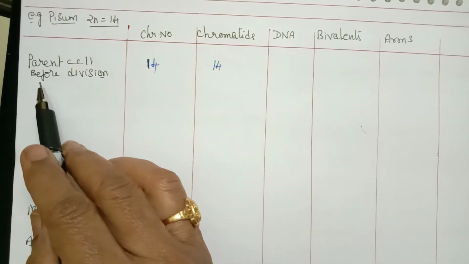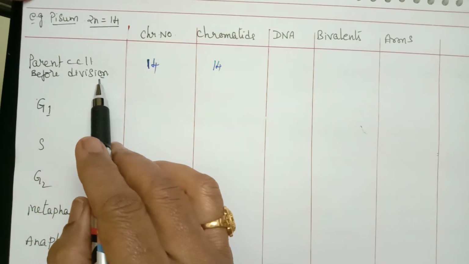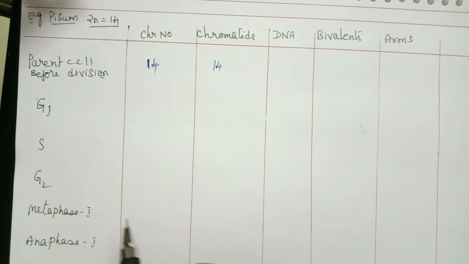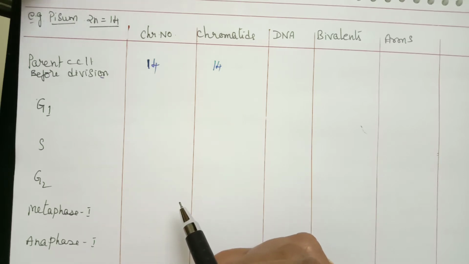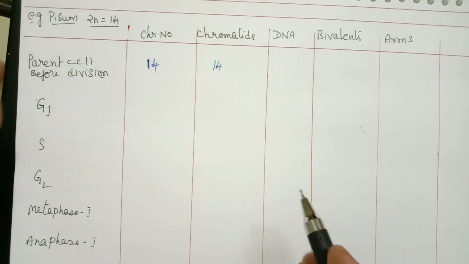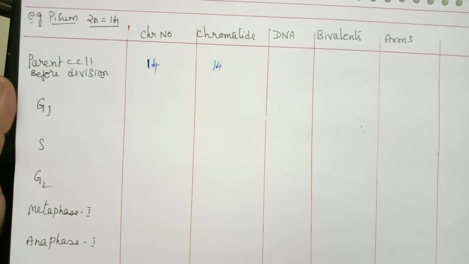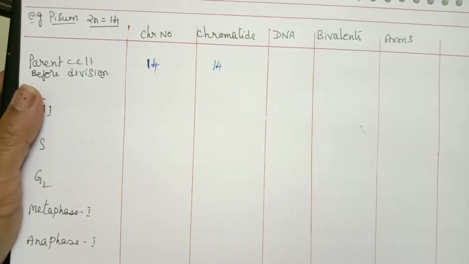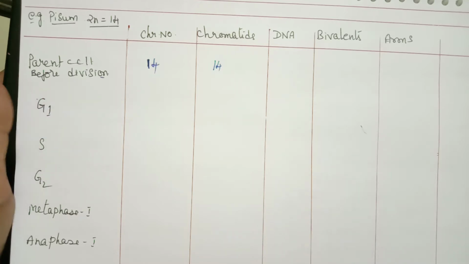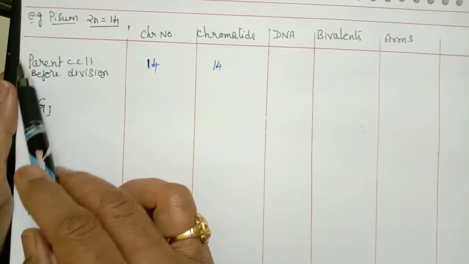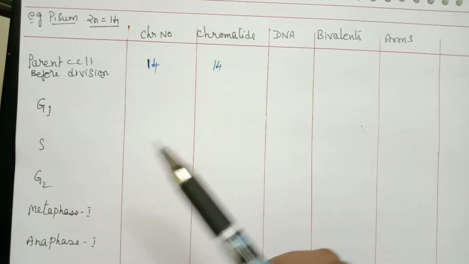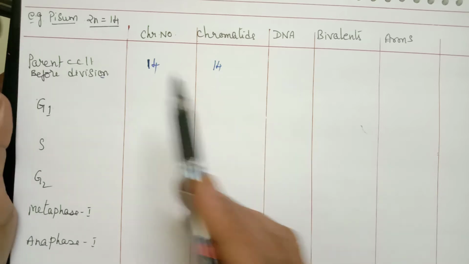So first we'll start with the parent cell before division. What is the meaning of this? Parent cell before division is a cell that may or may not undergo any division. A cell, depending upon the type of cell, may undergo either mitotic division or meiotic division. But some cells may not divide at all. So that is called a parent cell. Parent cell may or may not enter into division.